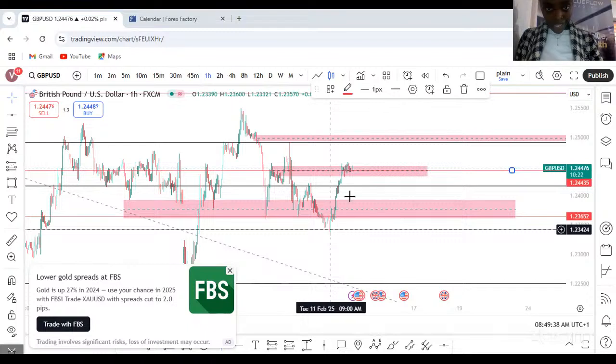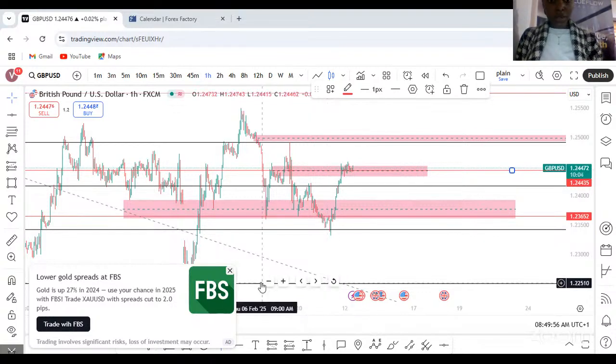Because I'm anticipating that price may clear out this low right here, residing at 1.23408. So that's a good one, Mr. Shea. Thank you very much for calling my attention to it. If you have more questions, keep them rolling in.